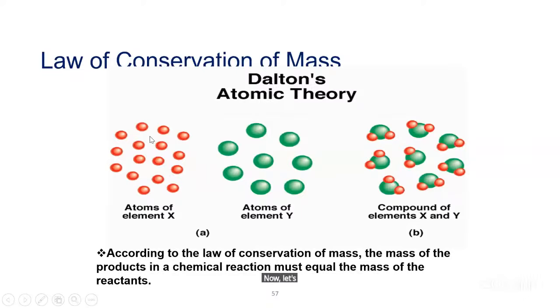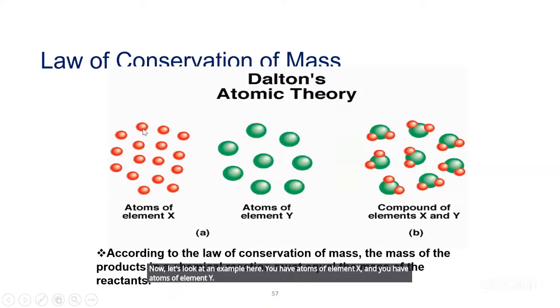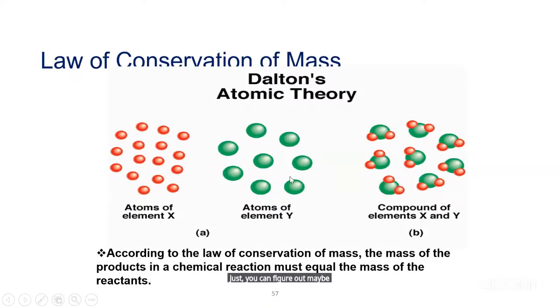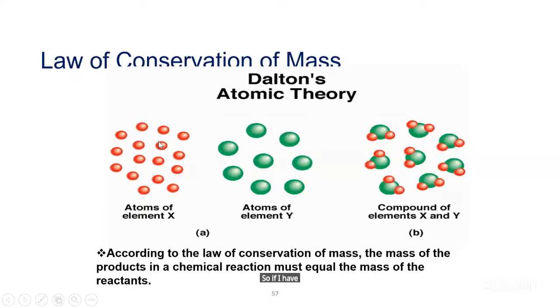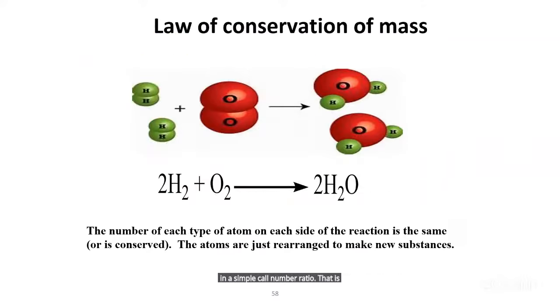Now let's look at an example here. You have atoms of element X and you have atoms of element Y. You can think of hydrogen and water here. Your compound is hydrogen combining with oxygen to give you water. So if I have 1, 2, 3, 4, 5, 6, 7, 8, 9, 10, 11, 12, 13, 14, 15, 16 of element X, I must have 16 of element X attached to 8 of element Y in a simple whole number ratio. That is what the law is about.